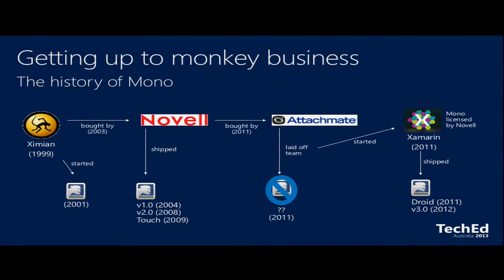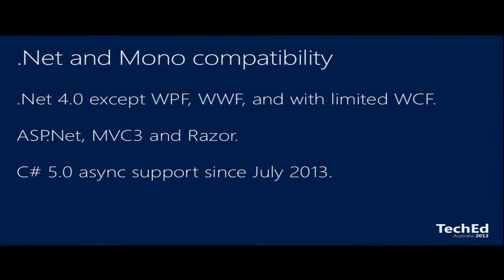And then just last year they shipped version 3, which effectively brings it up to a fairly good level of compatibility with modern .NET development. So talking of that, what's the compatibility like for .NET and Mono? Actually pretty good. So we are, yes, on .NET 4.5 now, but we've got pretty much all of the .NET 4 framework, excluding some of the proprietary pieces that obviously Microsoft has built, like WPF, WCF, and WWF.